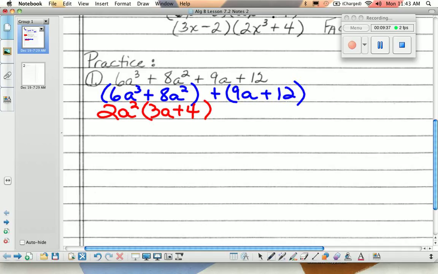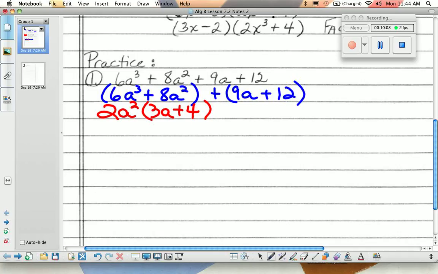So we're just going to stop right there and say, if we look at that 3a plus 4, is there anything else that you know of other than 1 that would divide out of both 3a and 4? No. So did we get a good GCF? Yes. Okay. If we multiplied that back out, would it get us back to 6a cubed plus 8a squared? If I took 2a squared times 3a, would that be 6a cubed? If I took 2a squared times 4, would that be 8a squared?